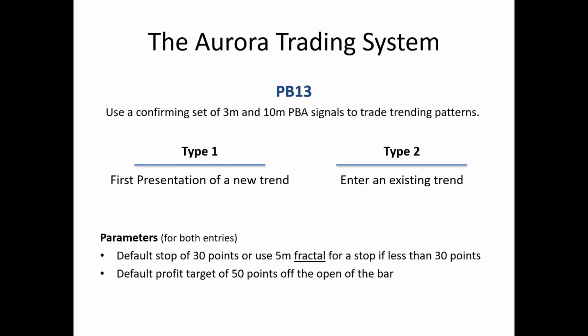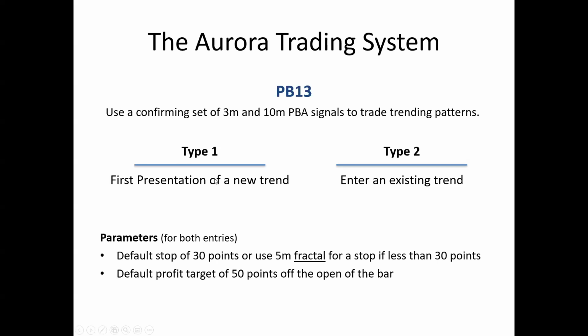Both of them are using a 3-minute and 10-minute, and we're looking for alignment between 3-minute and 10-minute PBA signals. Now, just to be very clear about that, in the PB35 that we talked about in session 2, we are looking for alignment between a 3-minute PBA and a 5-minute CXA. In this case, we're not using a 10-minute or a 3-minute CXA. We are only using a 10-minute and 3-minute PBA.